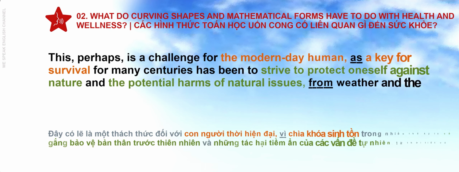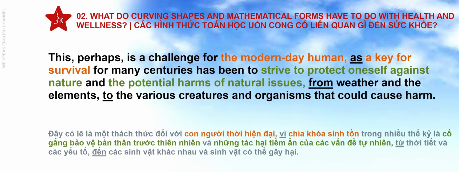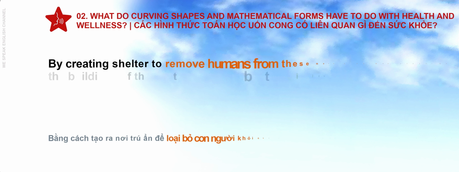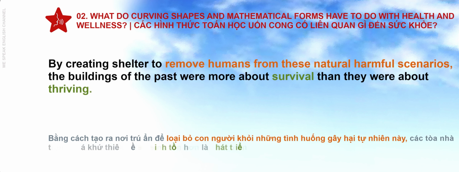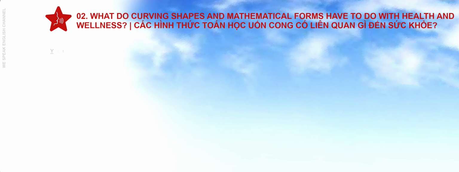This, perhaps, is a challenge for the modern-day human, as a key for survival for many centuries has been to strive to protect oneself against nature and the potential harms of natural issues, from weather and the elements, to the various creatures and organisms that could cause harm. By creating shelter to remove humans from these natural harmful scenarios, the buildings of the past were more about survival than they were about thriving.